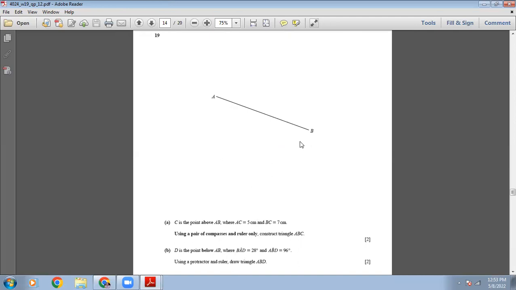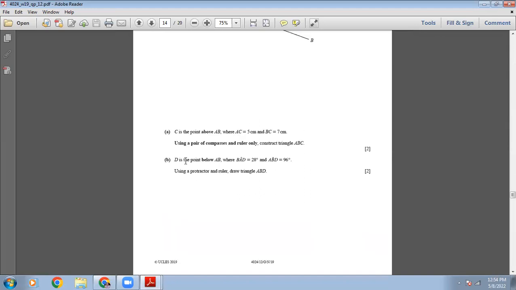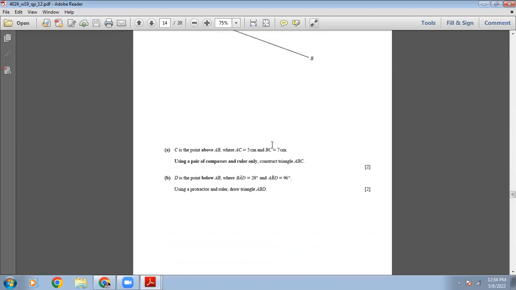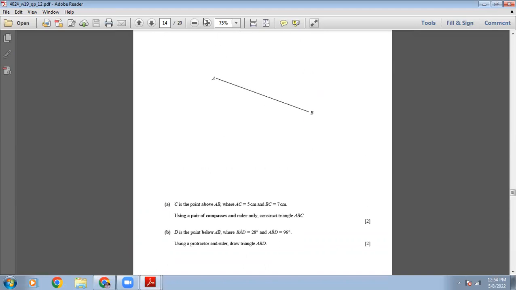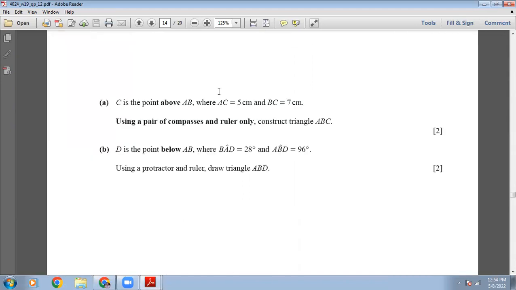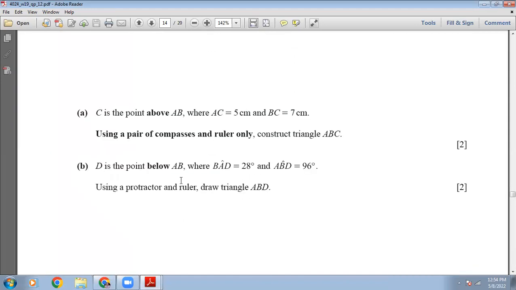Then they say the ABD angle is 96. Put your protractor here. From here start counting where you find 96, put the dot and draw that angle. So where these two angle lines will intersect each other, that will be your triangle ABD. That will be the point D. Then join the D with the A and the B. I hope you understand what I am talking about. So these are the conditions which they have given us.